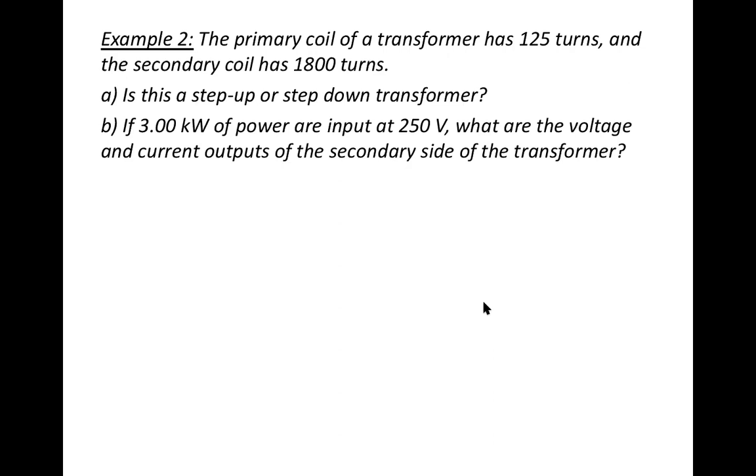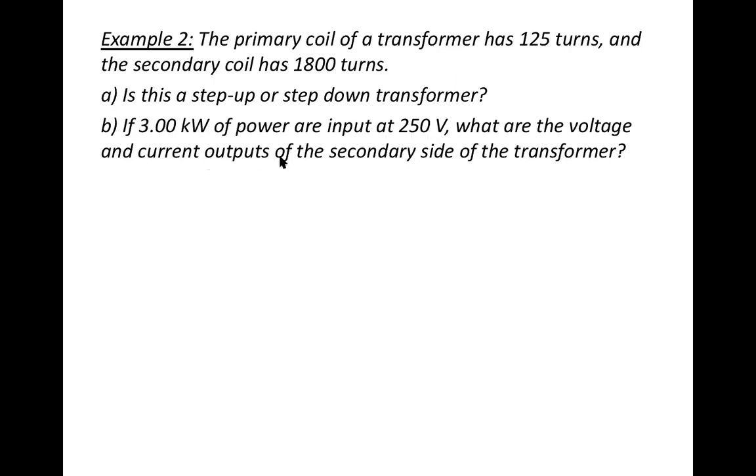Let's try another one. So we have 125 turns in the primary side and 1800 turns in the secondary side. Is this a step up or a step down transformer? Pause this video right now and see if you can recall what we said about a step up and step down transformer. So we step up the voltage. We step up the number of turns. So we know that it's a step up of the voltage because there is a greater number of turns on the secondary side. And then if we have 3 kilowatts of power that are input at 250 volts, what are the voltage and current outputs of the secondary side of the transformer?